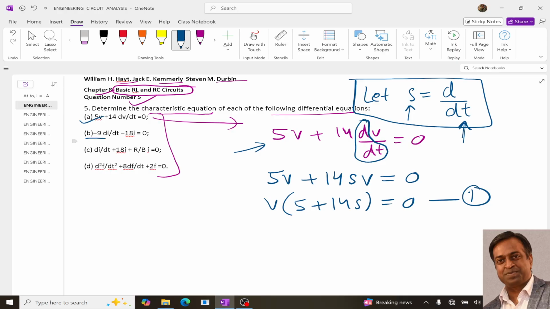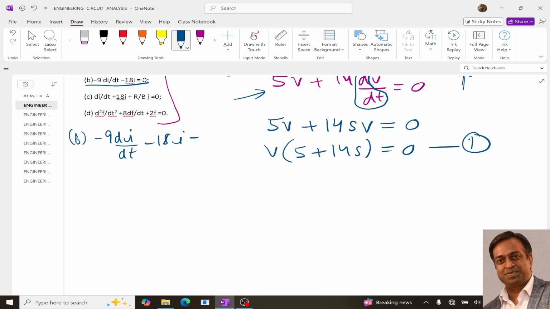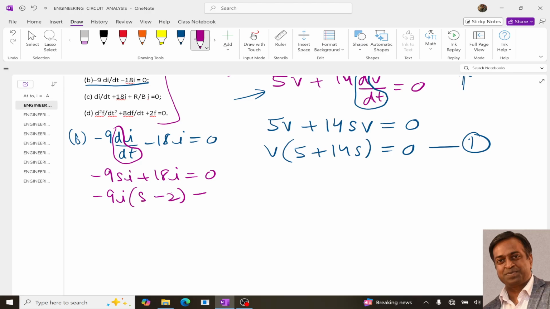Now similarly, if you look at part B, it is minus 9 di by dt minus 18i equal to 0. Now again replacing d by dt with s, we will get minus 9 si minus 18i. If I take 9i as common, we get s plus 2 equal to 0. So this is our characteristic equation and the answer to part B.